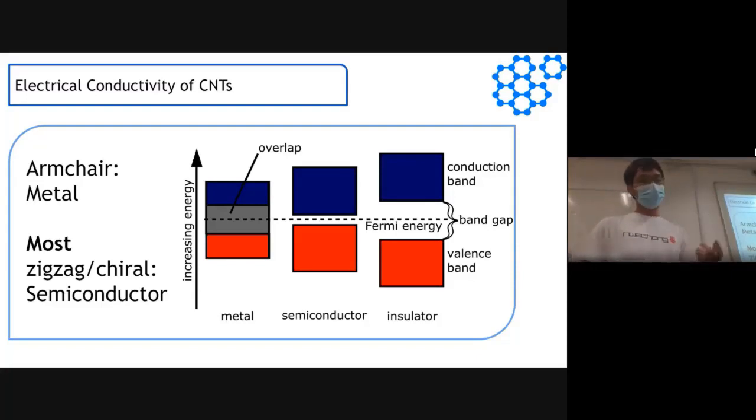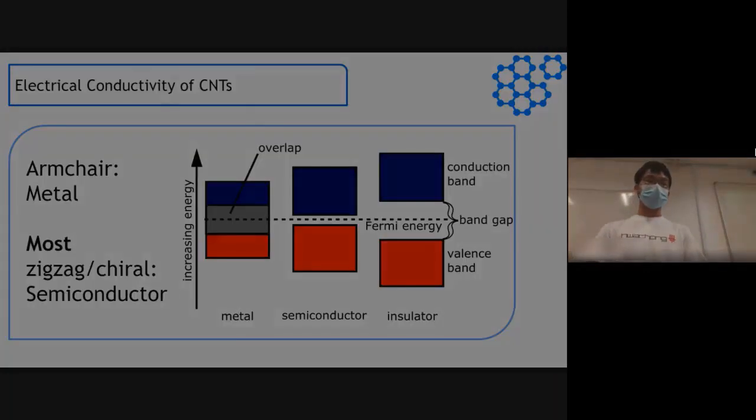Whereas if you compare to most zigzag or chiral nanotubes, they actually turn out to be semiconductors where there is a band gap, but the band gap is small. So what you can do is apply a little bit of energy by maybe shining a bit of light, and thus this allows for the use of these zigzag and chiral nanotubes as semiconductors.